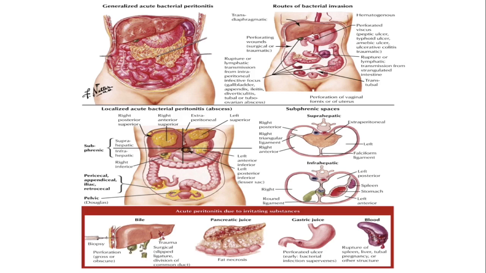Okay? In certain conditions, such as in perforated gastric ulcer, initially when there is perforation, the gastric juices spill, and the gastric juices are irritant to the serosal lining, and subsequently bacterial infection can supervene. So this is an example where you can have both infective and sterile peritonitis going on at the same time.